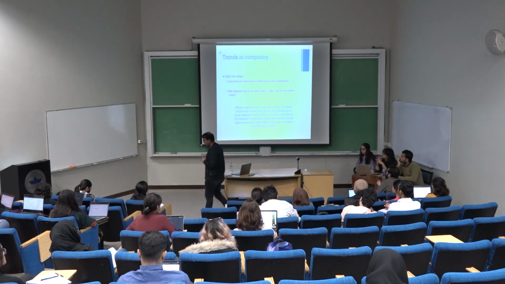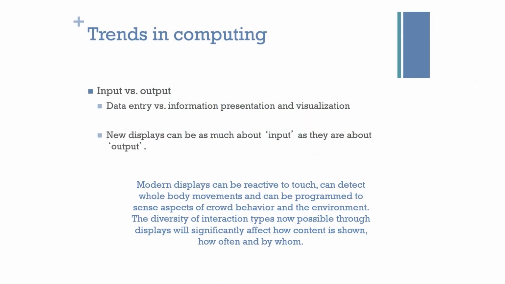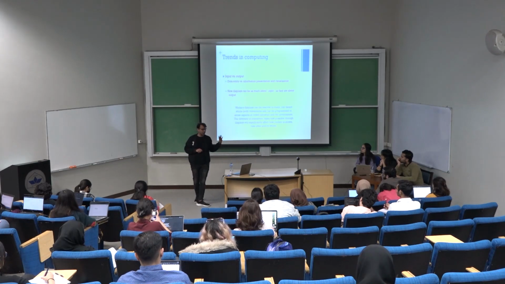So, अगर आप HCI में देखें, आपके पास एक इनपुट है, एक आपके पास आउटपुट है, दरमियान में एक डब्बा होता है जो चीज़ों को प्रोसेस कर देता है, राइट? So input, output, data entry, information presentation, and visualization. And then what we're talking about, the modern displays can be reactive to touch and can detect whole body movements, can be programmed to sense aspects of crowd behavior and the environment, and so on and so forth.